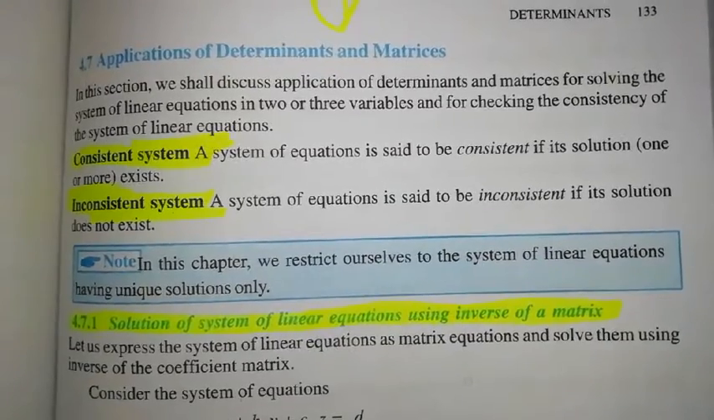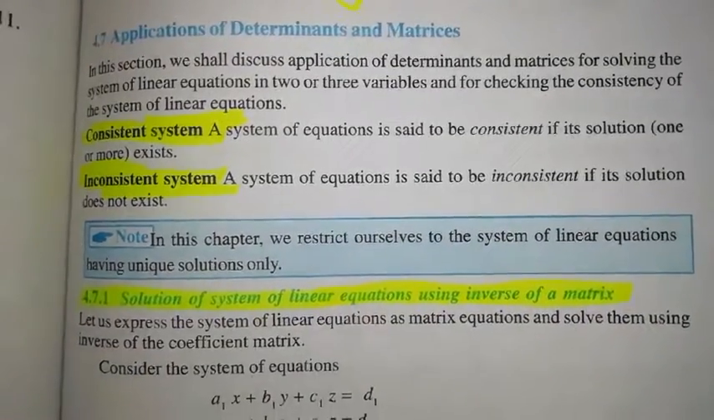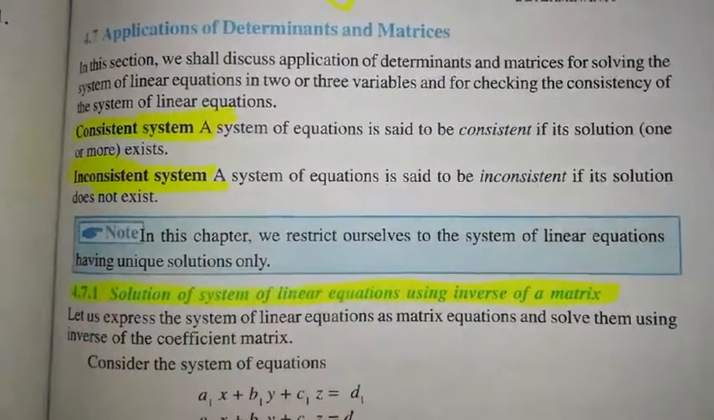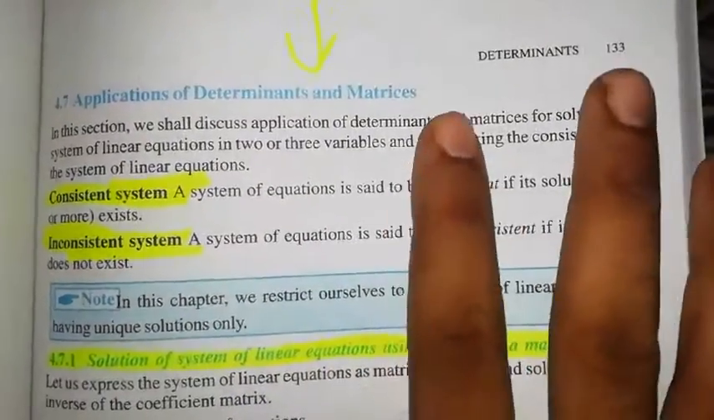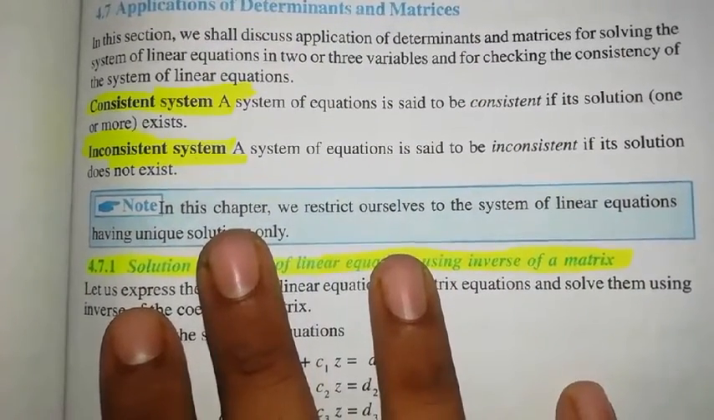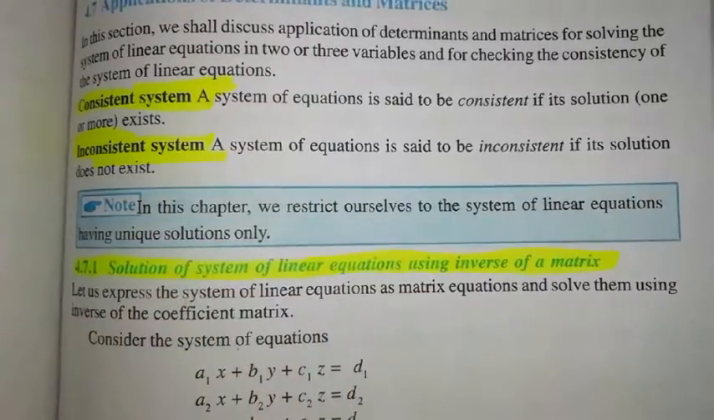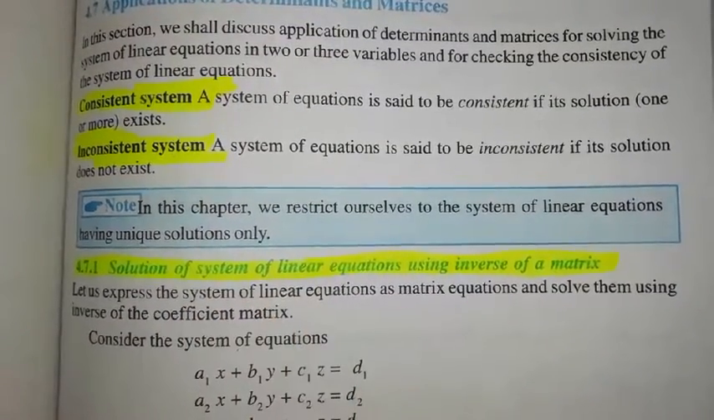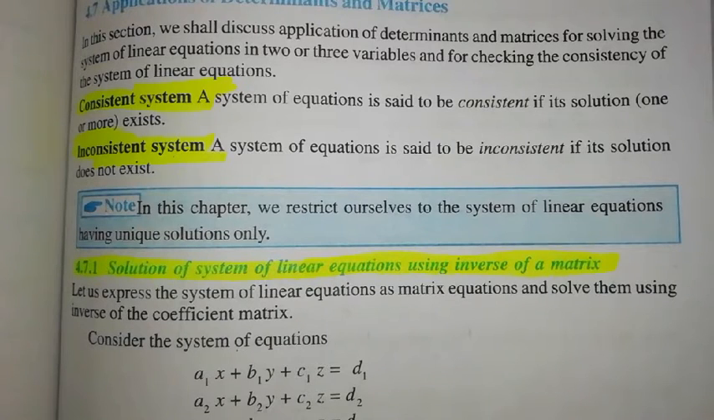So, as we know, due to this pandemic time, our syllabus has been reduced. The consistent system on page number 133 and the inconsistent system, these two have been removed from the syllabus. Also, solution of system of linear equations by examples has been deleted from the syllabus.